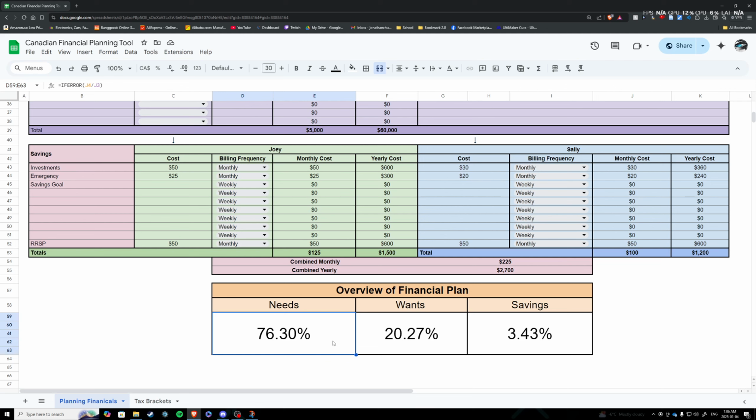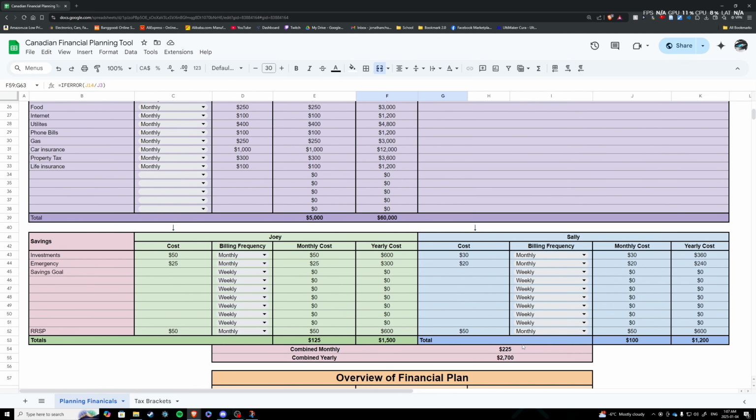So 76% of the money made or generated by Sally and Joey is going towards their needs. So first of all, that's not good. They'll have to do something about that. And then 20% is left over for wants, and then only 3.43% of that money is going towards your savings.